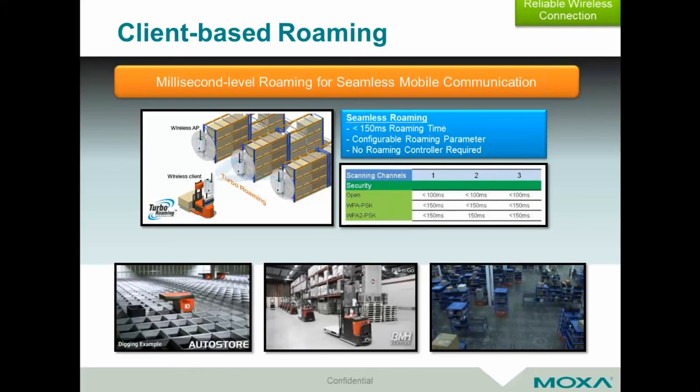Very similar to the way that when you're talking on your cell phone and driving down the street, you're hopping from cell tower to cell tower, you don't know when that transition occurs. This fast roaming basically does the same thing, but on the wireless front. So if you have an application that is moving, you want to make sure that whatever devices you choose support some sort of fast or turbo roaming to make sure that you have that fast handover time.